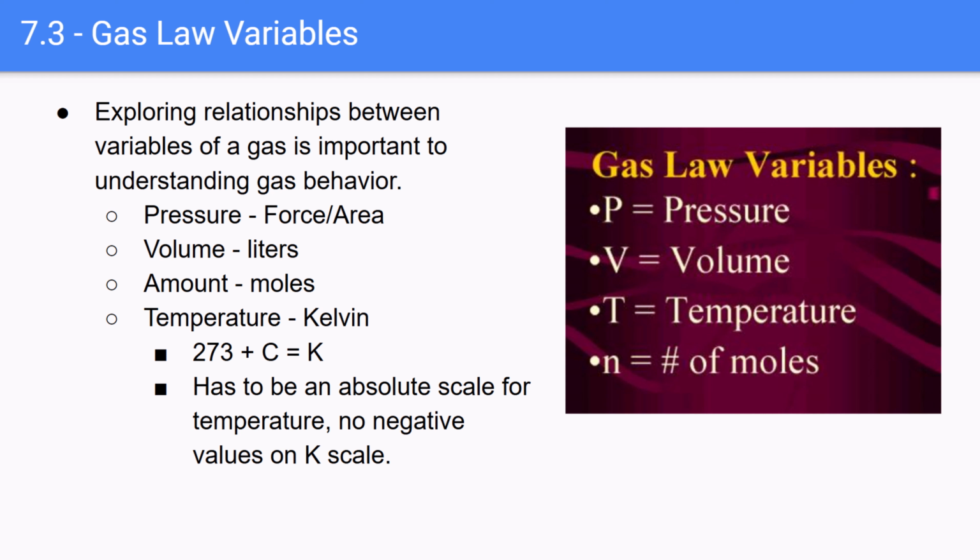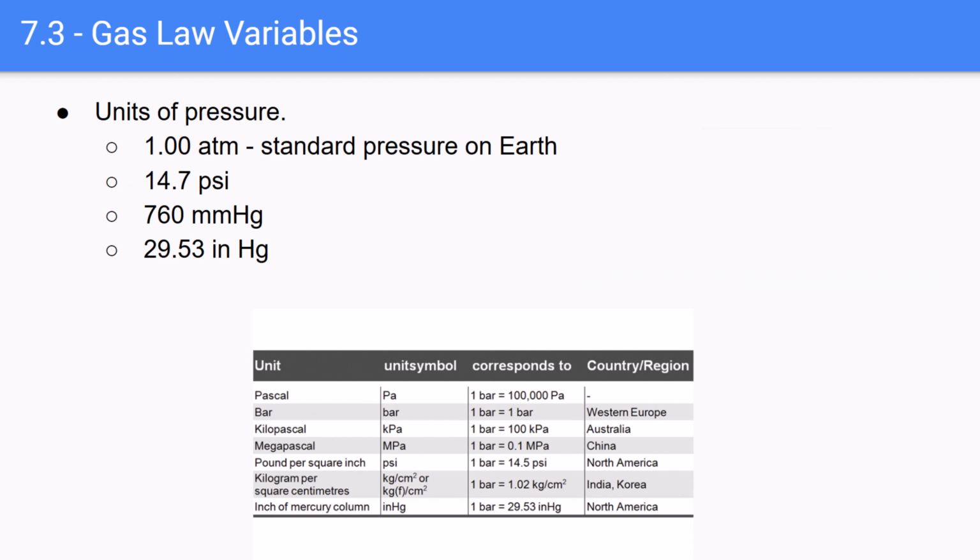Volume is in liters, just like what we've discussed previously. Amount is in moles. And temperature, believe it or not, temperature has to be in Kelvin. And we talked about how we convert between Celsius and Kelvin. You add 273 to that. We have to have an absolute temperature scale for this because we are going to be doing some math with these numbers, and we can't have negative values for temperature because that can lead to things like negative pressures, negative volumes, and we can't have those types of things. So we will always be dealing with temperature in Kelvin.